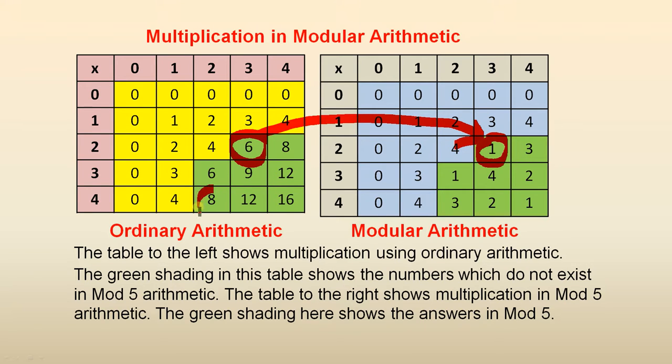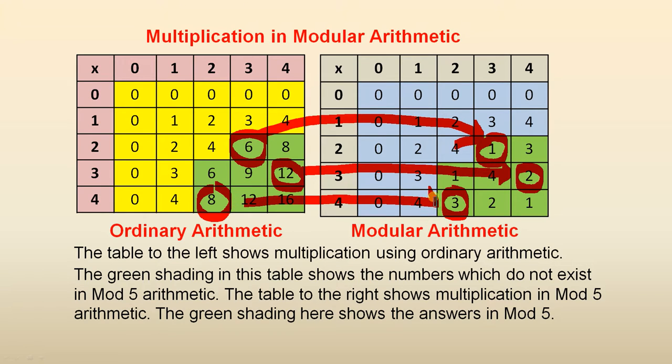Let's look at 8 for example. 8 in ordinary arithmetic is 3 in Mod 5 arithmetic. 5 into 8 goes once, and the remainder is 3. And we'll do one more. 12 is equal to 2 in Mod 5 arithmetic. 5 into 12 goes twice, and the remainder is 2. So it's all about remainders. After you do the division, whatever the remainder is, that's what the answer is in Mod 5 arithmetic.